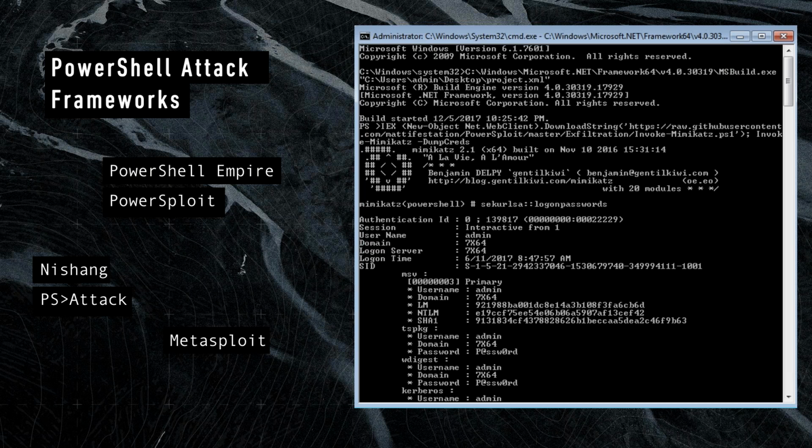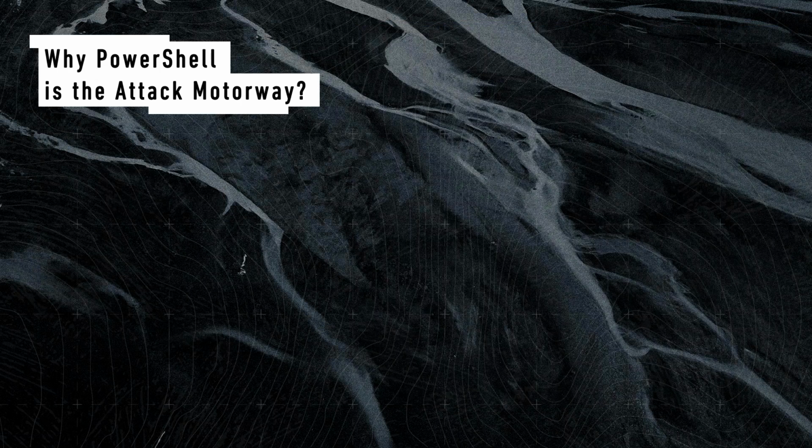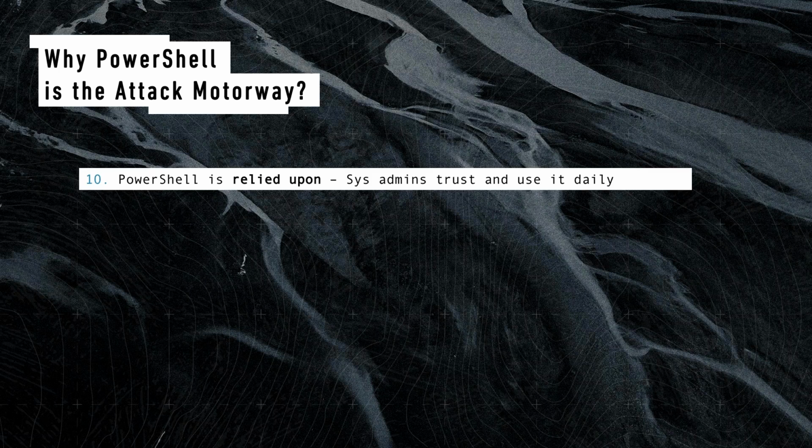So understanding why adversaries are using PowerShell so frequently also means understanding why it is the most common attack motorway, which is the first step in learning how to prevent these attacks in your environment. So for that reason, I'd like to begin by talking about why PowerShell is the attack motorway. And we have a top 10 list for you. Coming in at number 10, PowerShell is relied upon. System administrators trust and use it daily. And as a result, many security tools trust it as well.